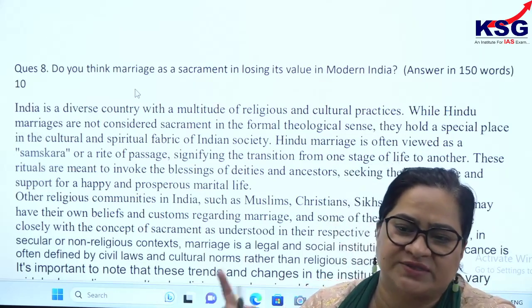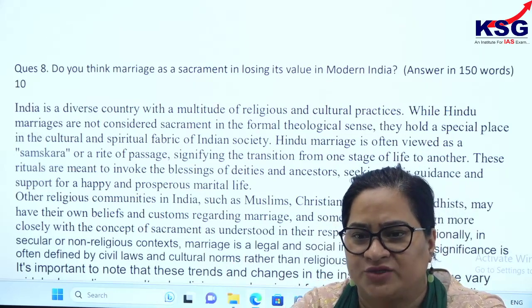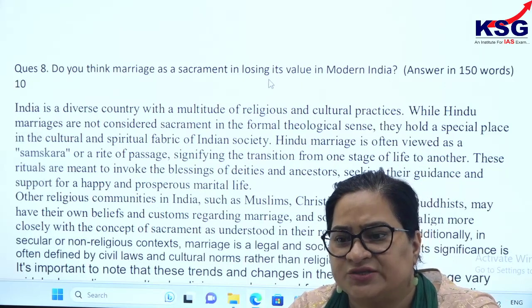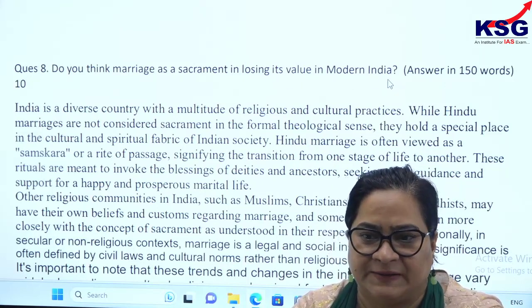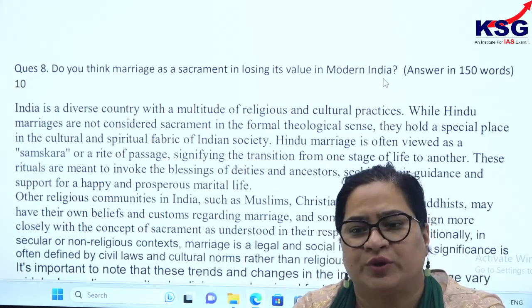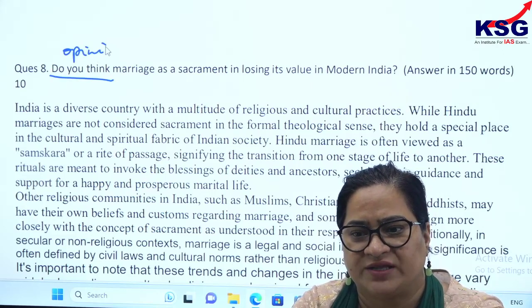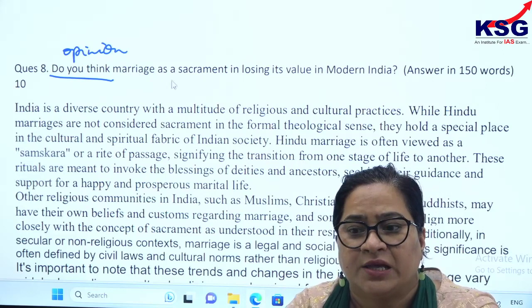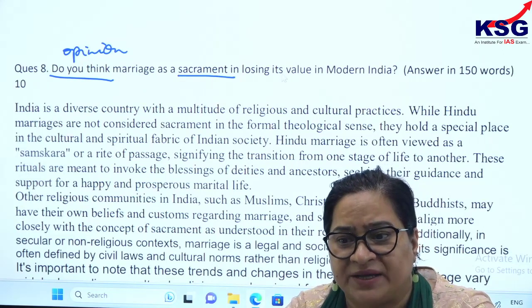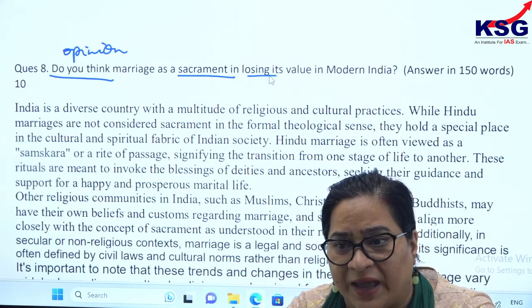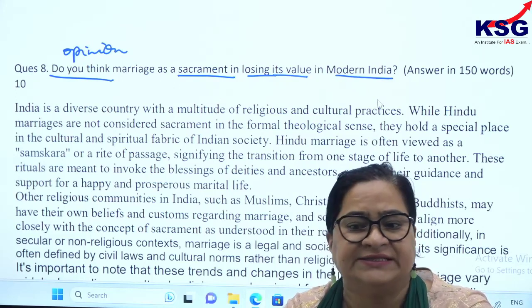So the first one, you can see it is: do you think marriage as a sacrament is losing its value in modern India? Now pay attention to the question. Do you think? It is an opinion based question. As you can see, it's asking for your opinion whether marriage as a sacrament is losing its value in modern India. This question is 150 words.